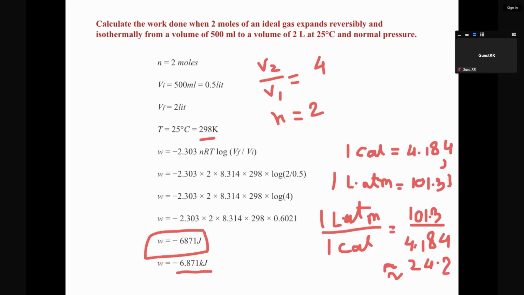So these are different ways of expressing the amount of work done. One is joule or kilojoule, another is the calorie or kilocalorie, and the other one is 1 liter atmosphere. So we have these three units for interconversion between calorie and joule. 1 calorie is 4.18 joule. 1 liter atmosphere is 101.3 joule. And if we divide between these two, we get the relationship between liter atmosphere and calorie, which is 24.2 calorie.